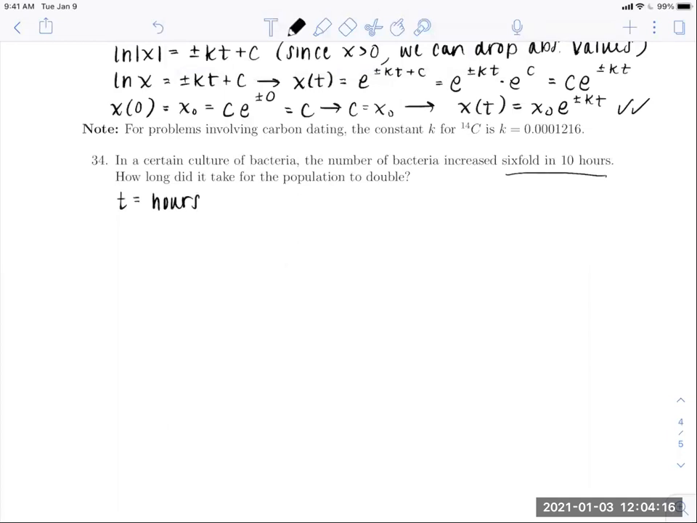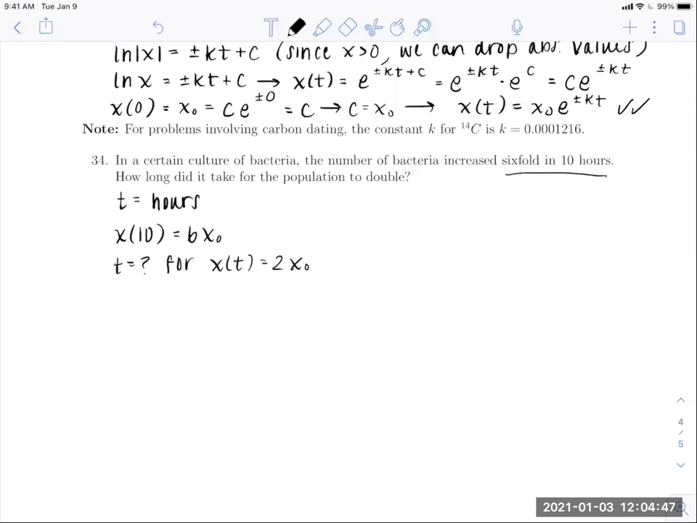So what this is saying is that our population after 10 hours is 6 times the initial population. So I'm going to express that as 6x naught. All right. And then it says, how long did it take for the population to double? So what is t equal to for the doubling time? So for x of t to equal 2 times the initial population. All right, so here's our setup.